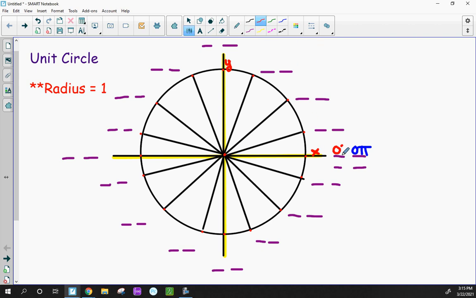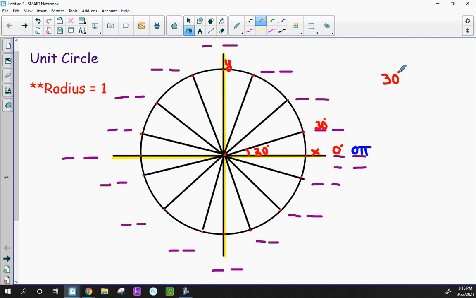So for the next one, we're starting here and moving counterclockwise around the circle. The next location is here. The angle created from the initial side to the terminal side is a 30-degree angle. So this is 30 degrees right in here. At 30 degrees, you're now going to have to convert that to radians. You've been taught in the past how to do that. I'm just reminding you of this.